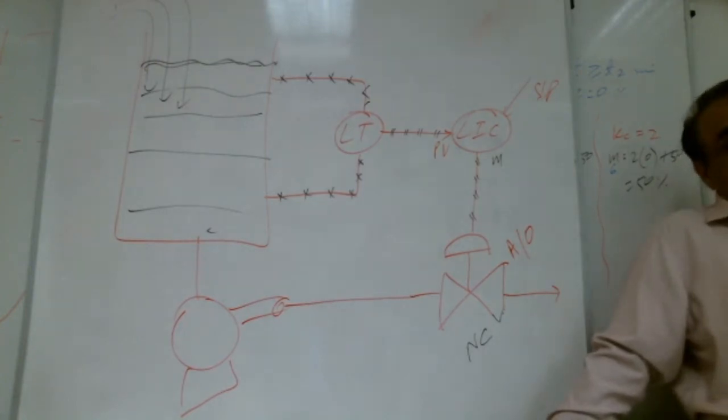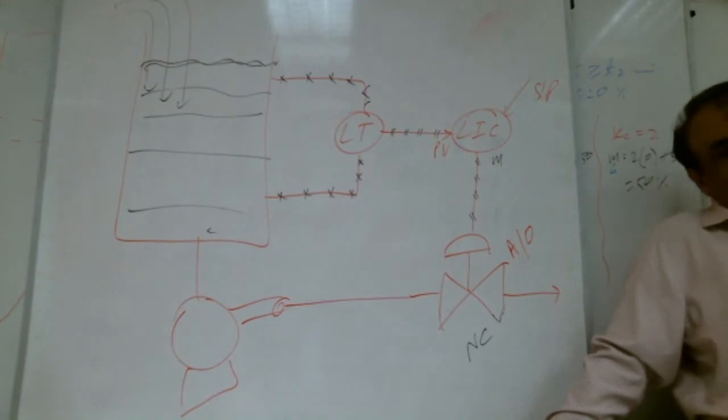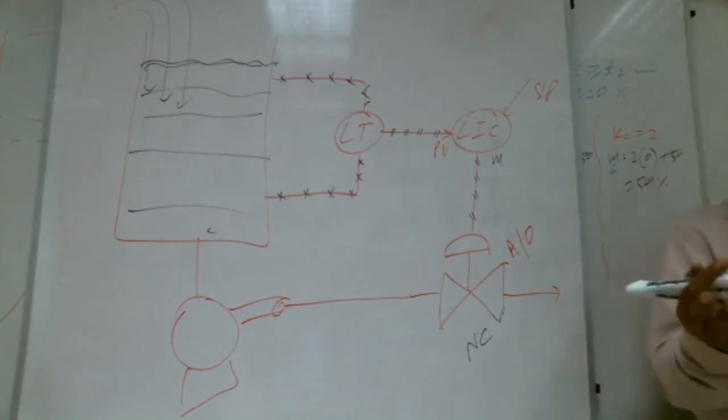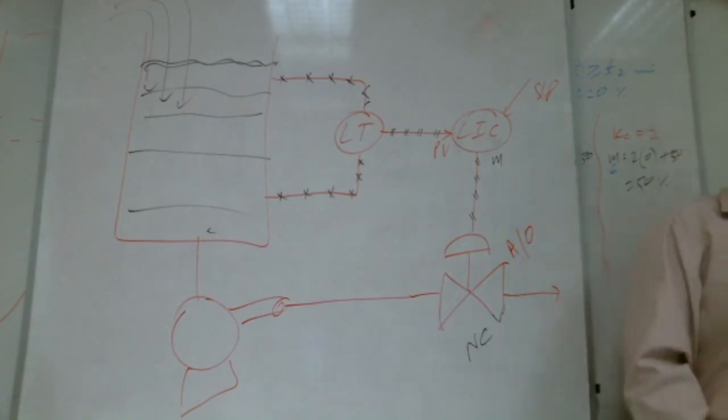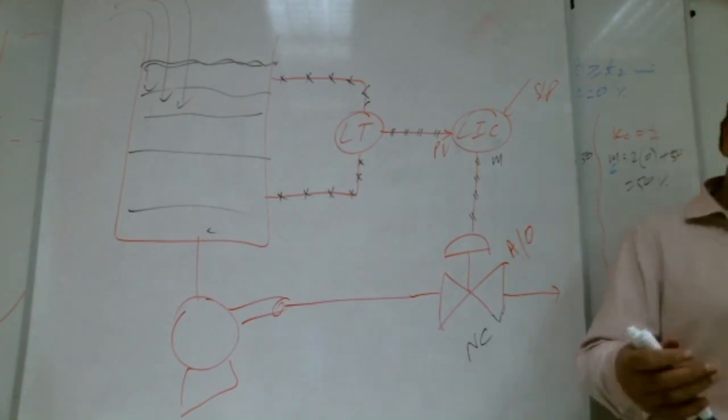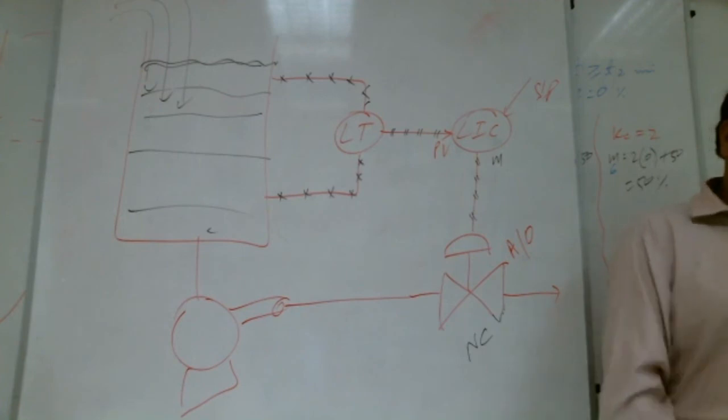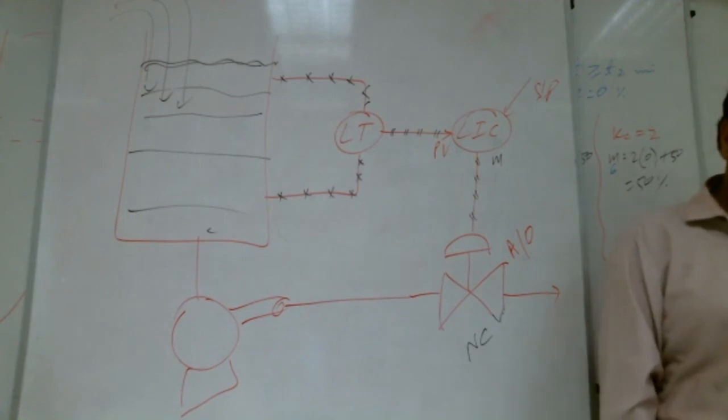Air to open. Air needs to come in so it will open. That is normally closed. Very good. Air to open: to open it, you need more air. So it should be normally closed. Okay, Shabab, it is direct action or reverse action?